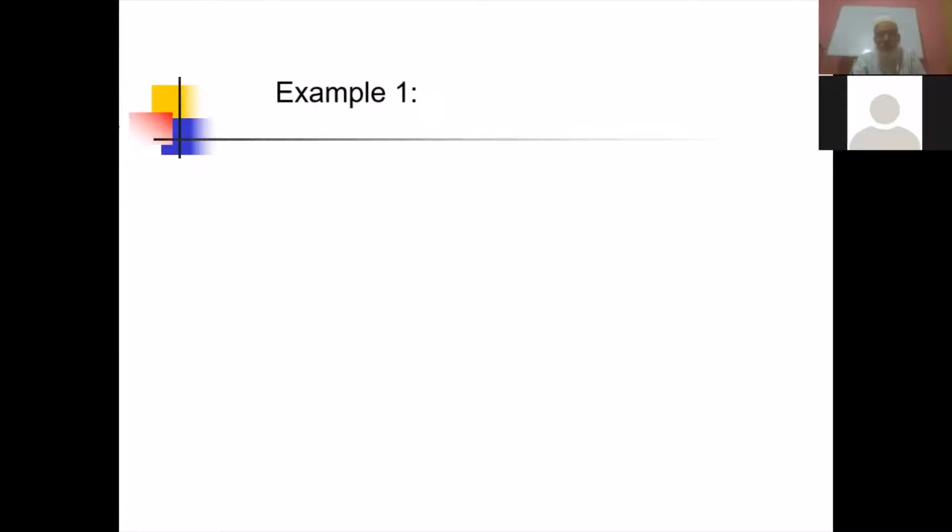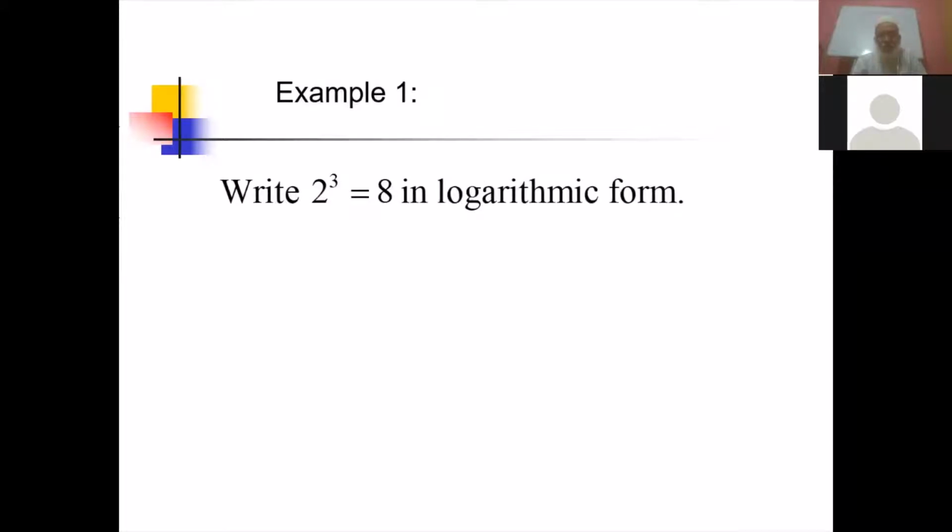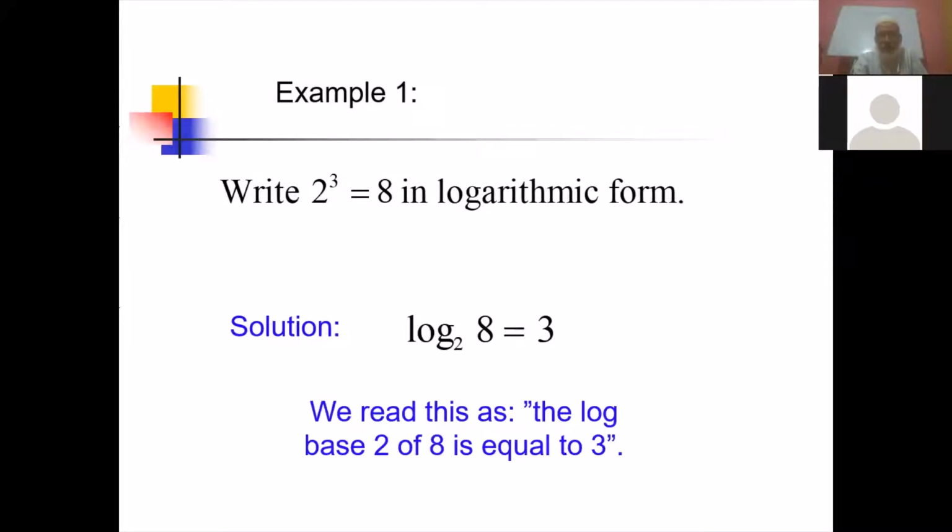First, example 1. 2 raised to power 3 is equal to 8, in log form. This one is the exponential form. Solution: it can be written in the form log base 2 of 8 is equal to 3. So we read it as the log of 8 to base 2 is equal to 3. It is the logarithmic form.